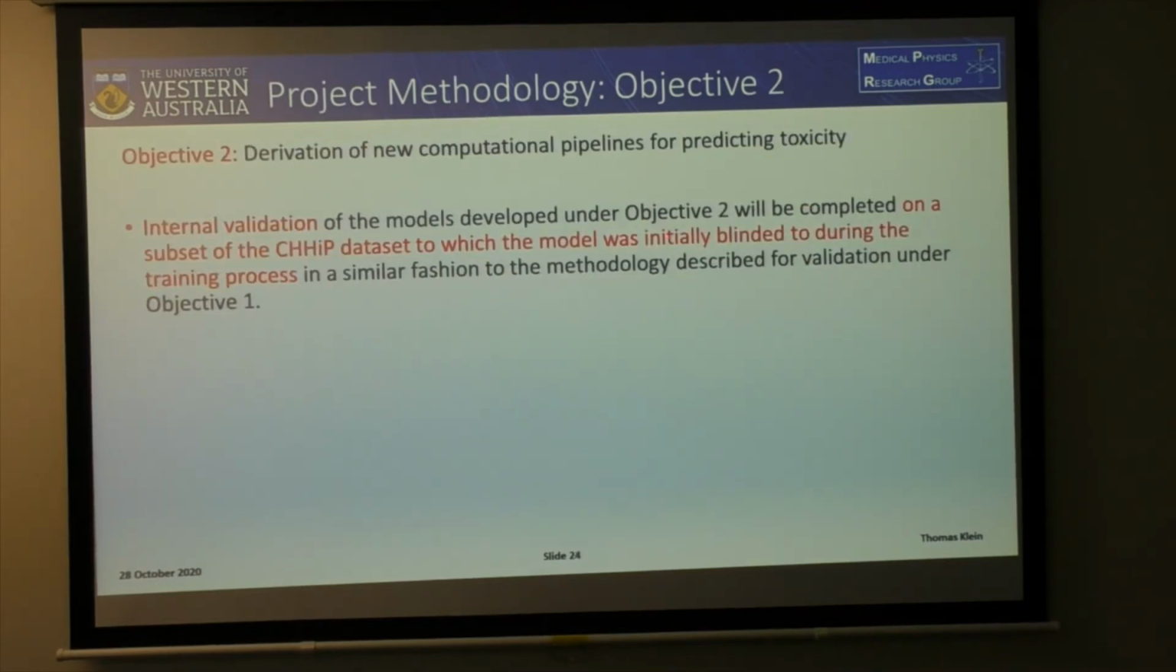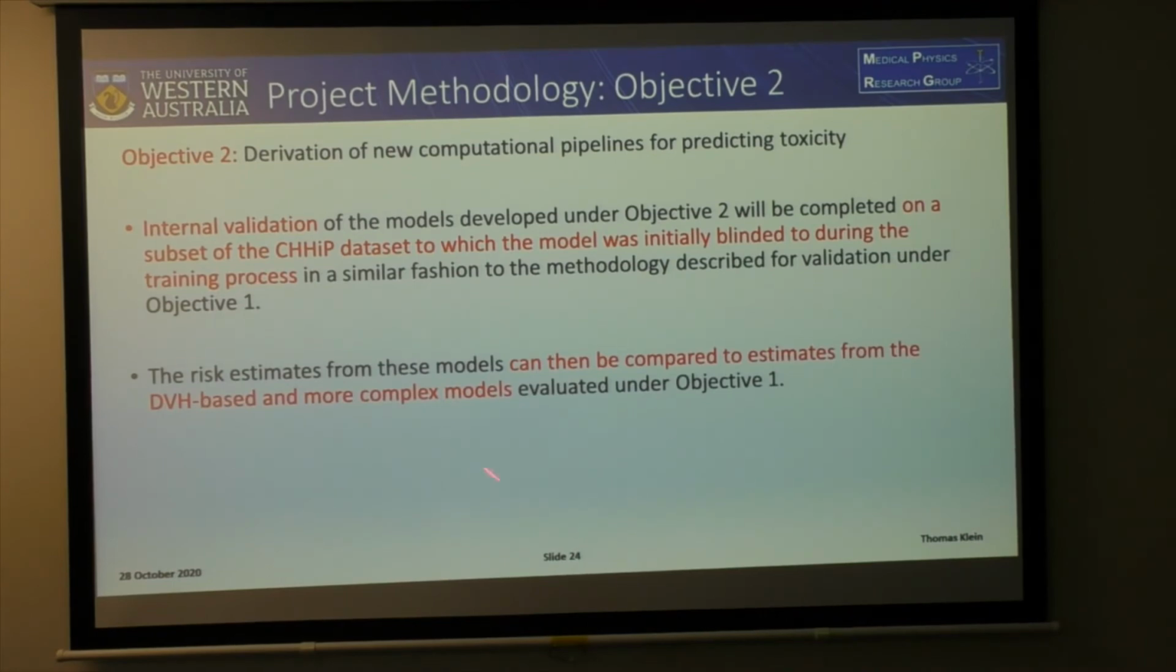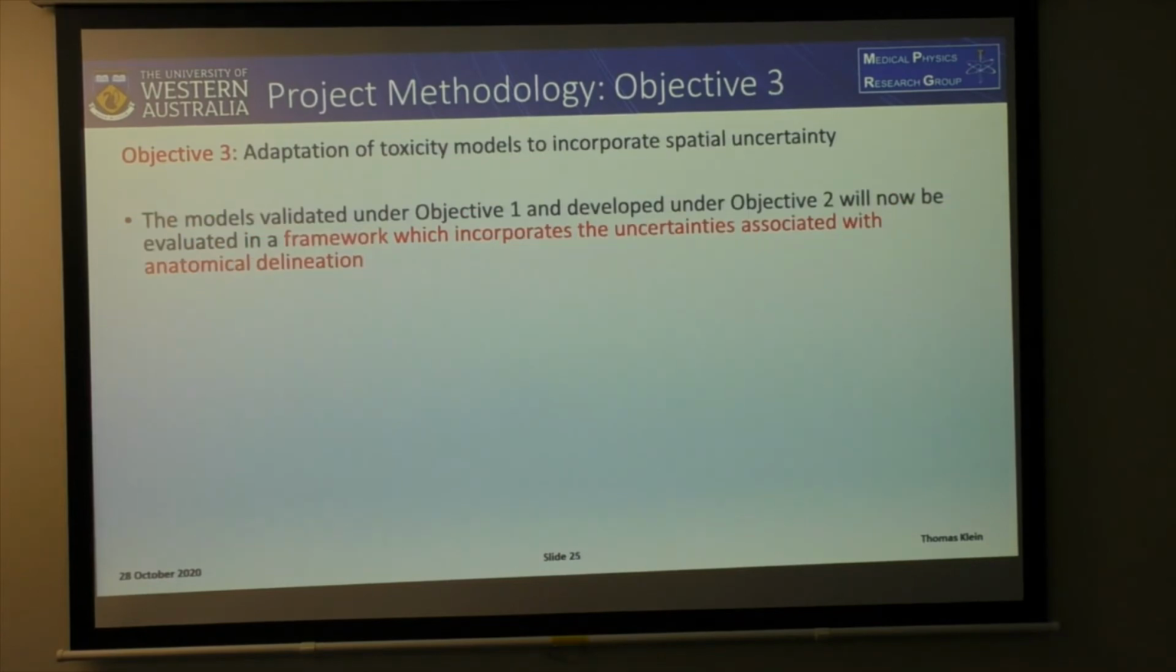Internal validation of these models will then be completed on a subset of the CHIP dataset to which the model was initially blinded, with the possibility of performing external validation down the track on other datasets. And the risk estimates obtained from these models can be compared to our models from Objective 1.